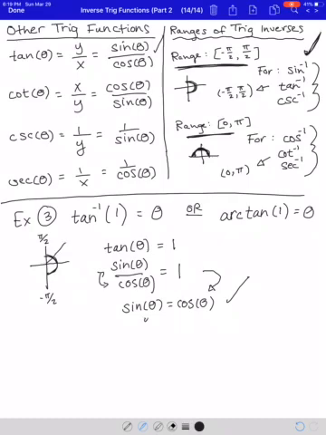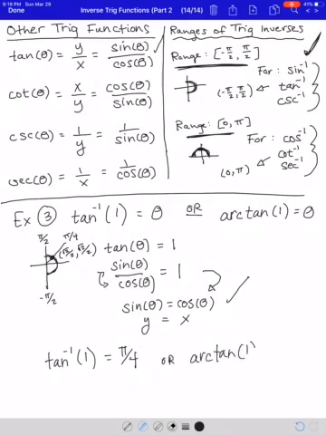That's the same as saying that the y-coordinate should be equal to the x-coordinate if we look on our unit circle. And we know that point is going to occur here: root 2 over 2 comma root 2 over 2, right? Notice x and y are the same. And what angle is this? This is the angle pi over 4. So there's our answer. This tells us that tangent inverse of 1 is equal to pi over 4. Or if you like, arctangent of 1 is equal to pi over 4.